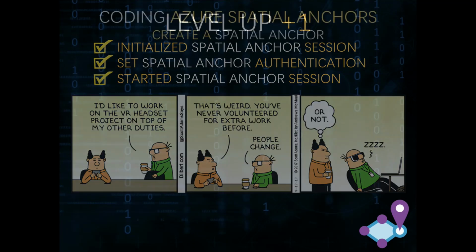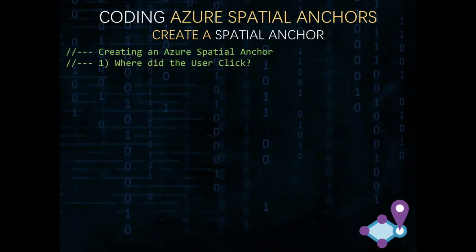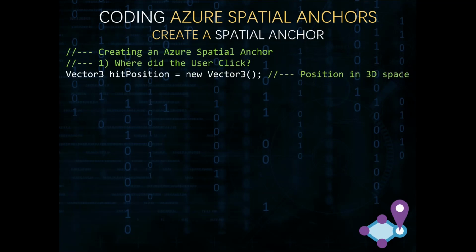So we'll keep going here. Now you've leveled up, now we've got even more code to go through. Creating a spatial anchor, this is where some really cool stuff happens. So, creating a spatial anchor, first, where did the user click? We need to figure out where the user clicked in their environment to put that object. What we do is set up a Vector3 type variable, and we're looking to get what's called a hit position. So where my gaze has intersected with a surface or an object or a person, I'm going to get that location in 3D space.